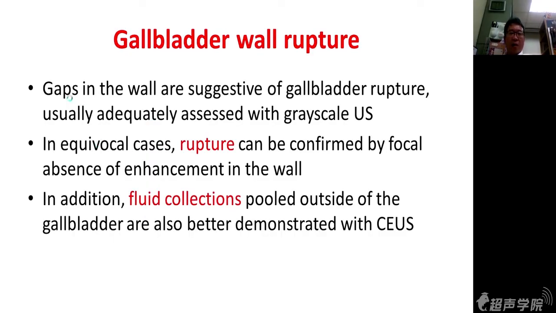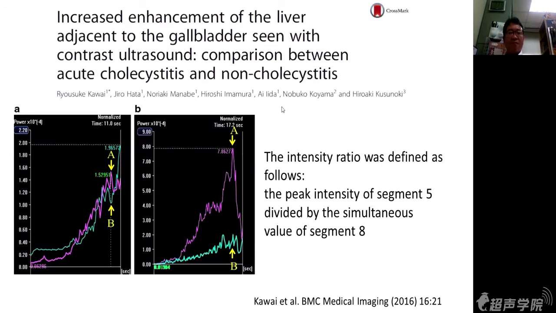However, most of the time grayscale ultrasound can catch the gap in the wall of acute cholecystitis or gallbladder rupture. However, in equivocal cases, rupture can be confirmed by focal absence of enhancement by contrast in the wall. And fluid collection outside the gallbladder is also better demonstrated by contrast enhanced ultrasound.